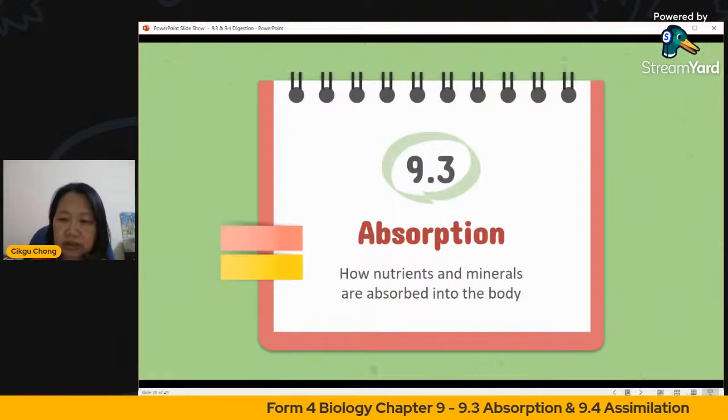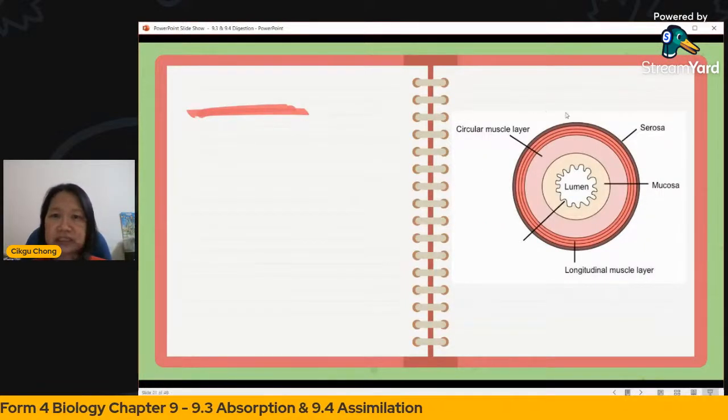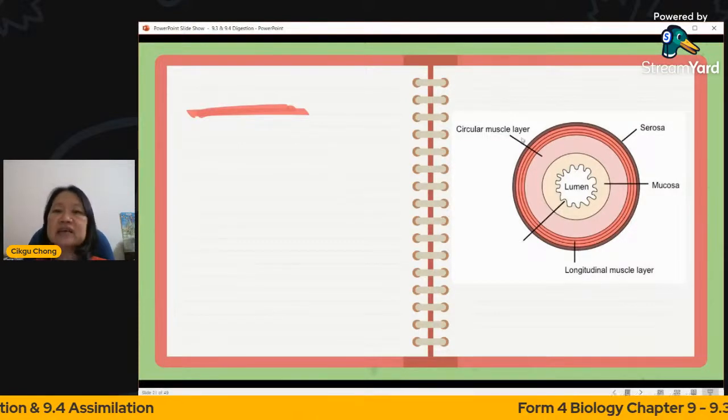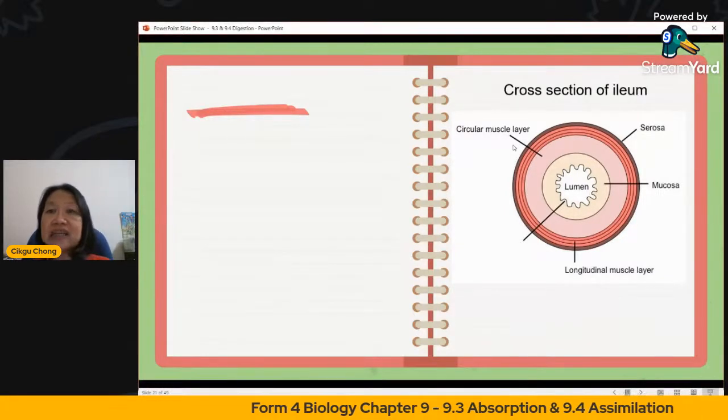Now, let me continue with this. What is this picture that I'm showing you? I'm sure you can see the word lumen, the longitudinal muscle layer, and the circular muscle layer. This is referring to the ileum.